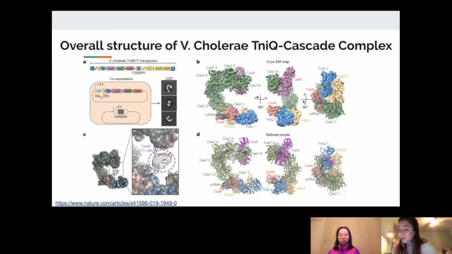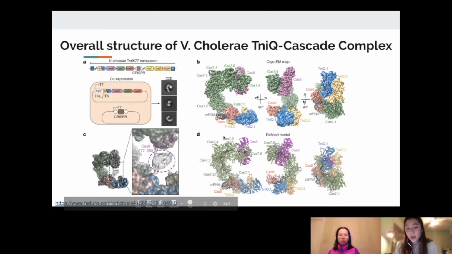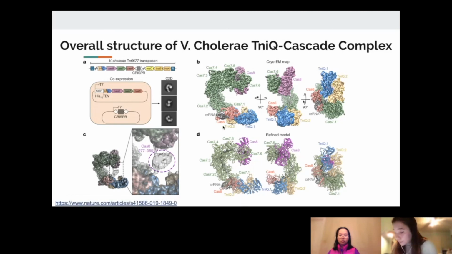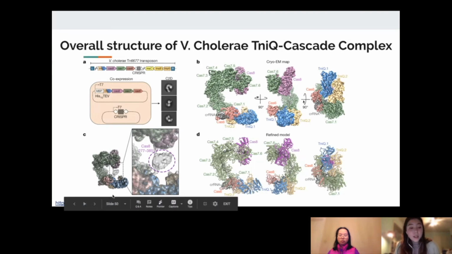In order to do this, an arginine-rich alpha helix is positioned in a groove within the complex that positions basic residues, which are positively charged, within interaction distance of the negatively charged RNA backbone of the crRNA. This allows the crRNA to be bound with the Cas7.1 and Cas6. So the Cas6-7 interface forms a surface that can dock TniQ.